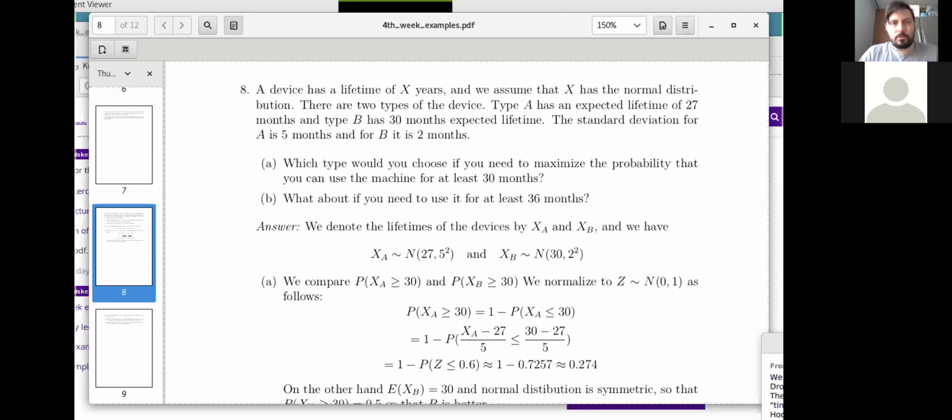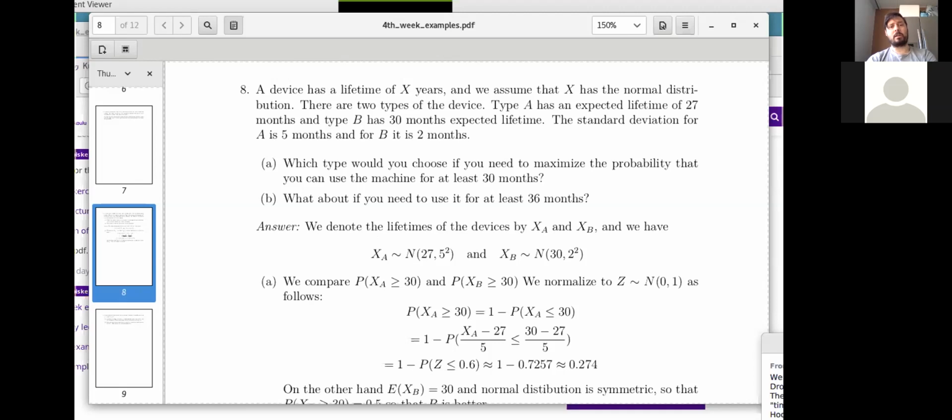By use of software or looking at a table, we get 0.7257 for the probability that Z is smaller than or equal to 0.6. And then this complement comes out at probability 0.274. So it's pretty much worse. You got only a 27% chance of having it last for 30 months.